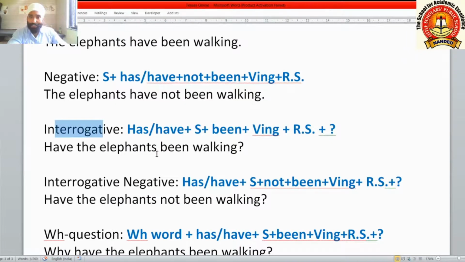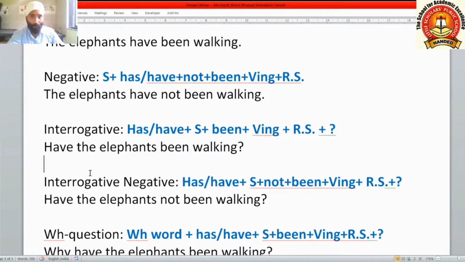The interrogative sentence in this type has have you have to take first, thereafter subject, thereafter been plus verb with the ing form plus remaining sentence plus question mark. Have the elephants been walking? You can see after the helping verb we are using the subject, then this been we have to take. After the subject we have to take this been plus this verb with the ing form.